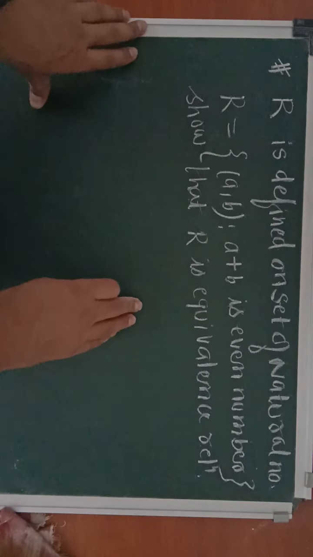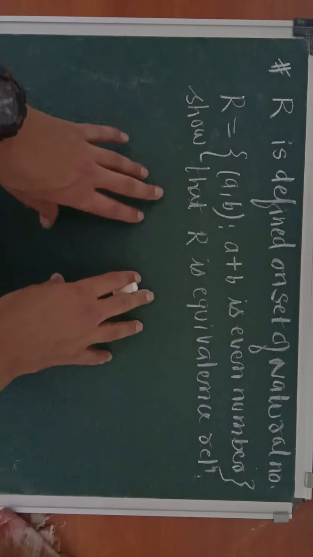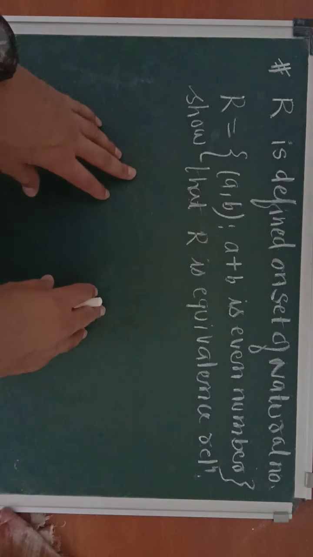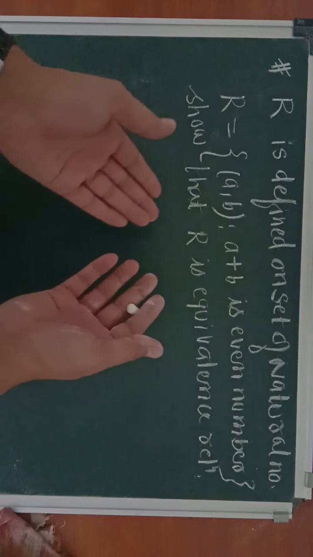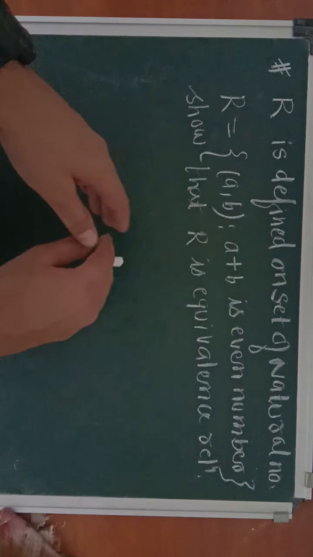Dear students, if we select any two numbers from the natural numbers, is it true that we will always get their sum as even? No. Suppose you select 1 and 2, their sum is 3. Here 1 is odd and 2 is even, but the sum is odd.